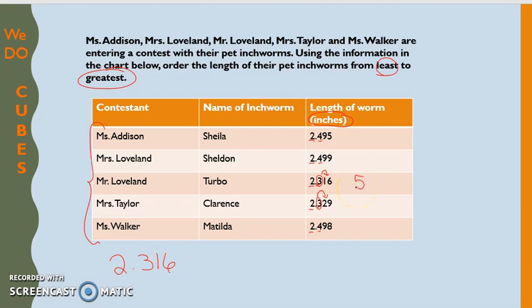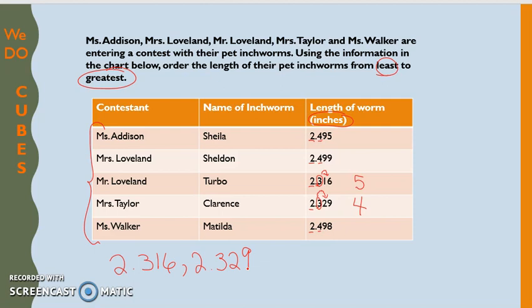Okay. Next, we have Mrs. Taylor's inchworm, and she clearly is now in 4th because these are the two that we were comparing for the least. So 2.329. Now we need to look at Sheila, Sheldon, and Matilda because they all had 4 tenths.